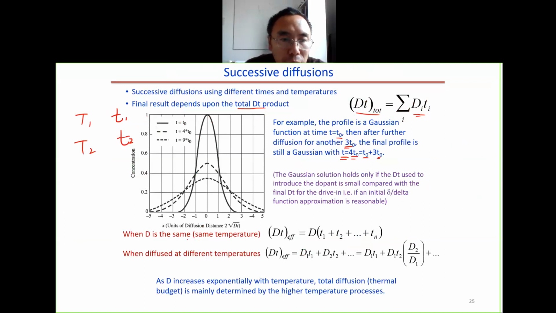When the D is the same, that means for the same temperature, the total value is Dt, the total time. When the diffusion happens at different temperatures, we can do some rearrangement, so D1 t1 equals D2 t2. You can effectively think of this as another time, because D and t are always together.